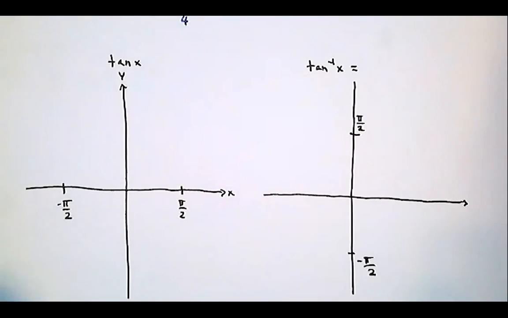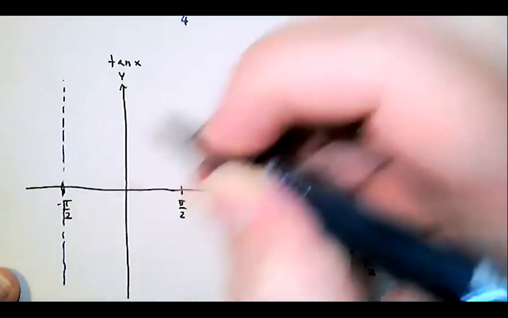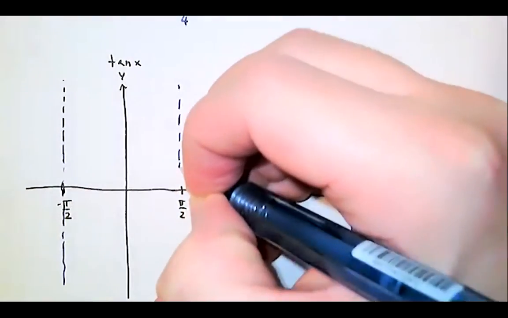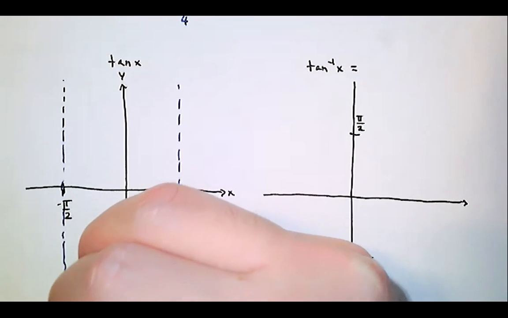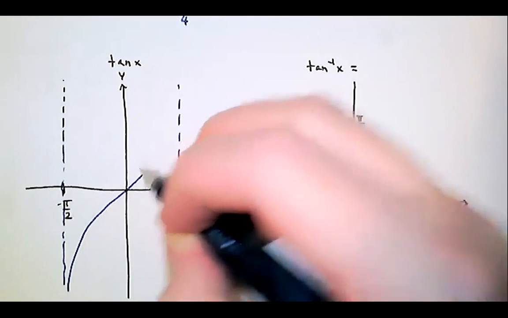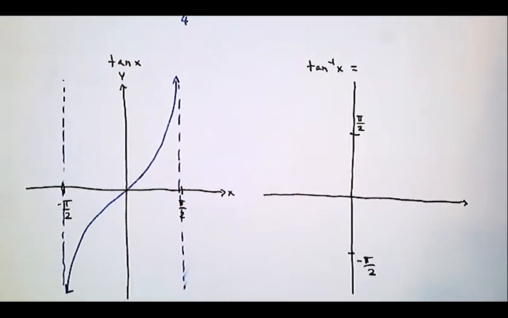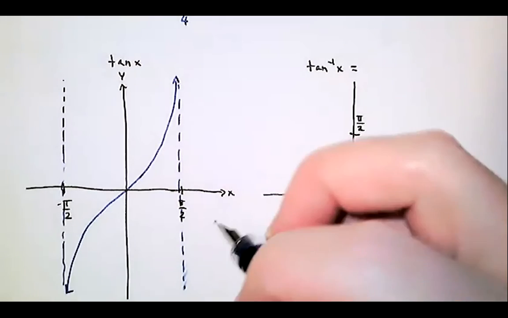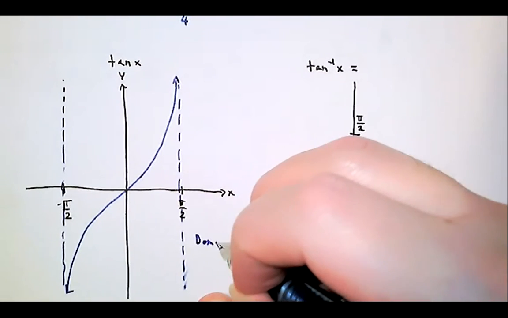So tangent, I'm restricting down in between minus pi over 2 and positive pi over 2. That's where I add vertical asymptotes. So it looks something like this. Maybe we can write its domain and range while we're here.